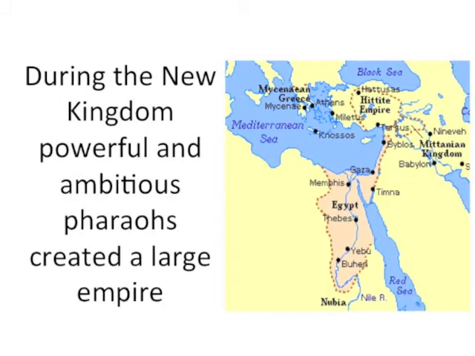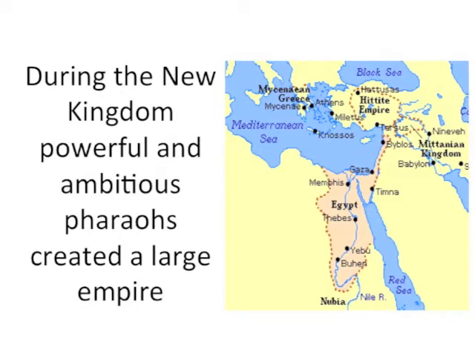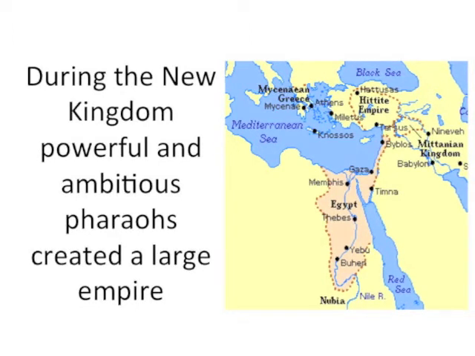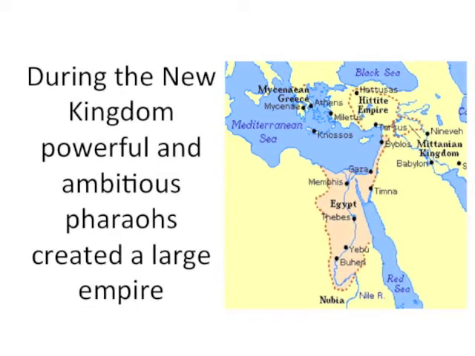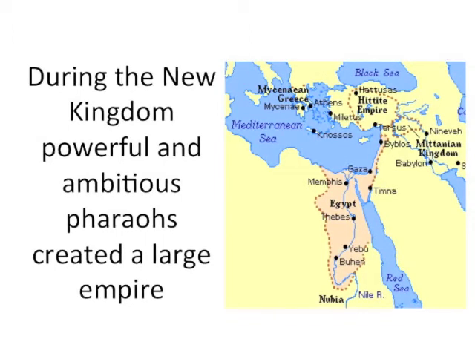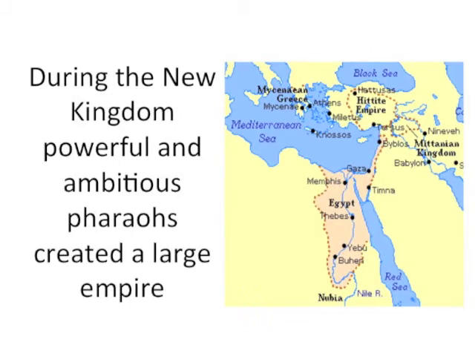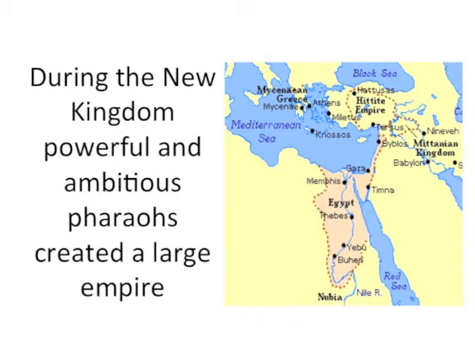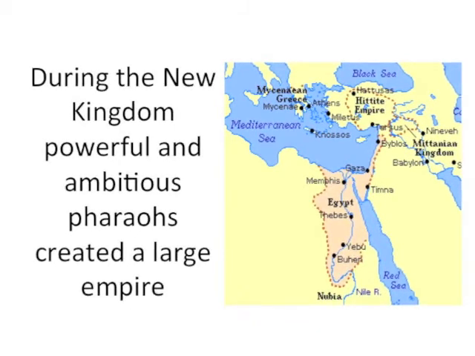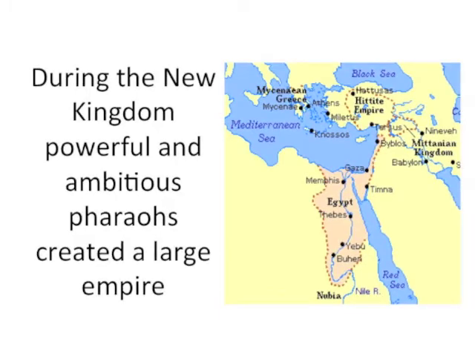Now, during the New Kingdom, there were a lot of really powerful and ambitious pharaohs, and this is when the Egyptian empire really spread. At its height, it reached all the way over to the Euphrates River, as you can see here in this picture. This age of conquest really brought Egypt into greater contact with Asia and other parts of Africa.